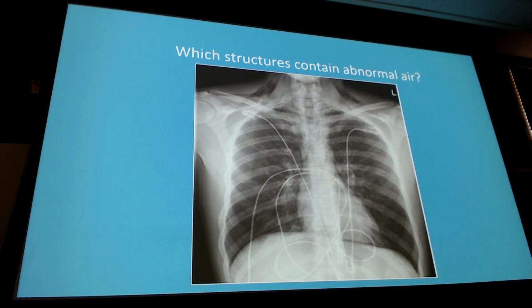Okay. A little bit of a different kind of review slide. What structures contain abnormal air? All right, so I heard sub-Q. Subcutaneous emphysema, perfect. What's really fun on that, you don't even need an x-ray to do that.